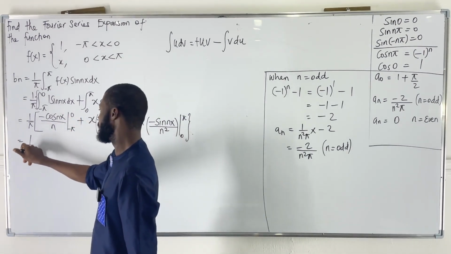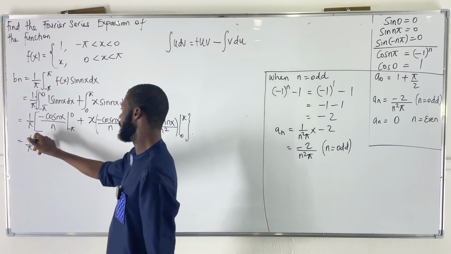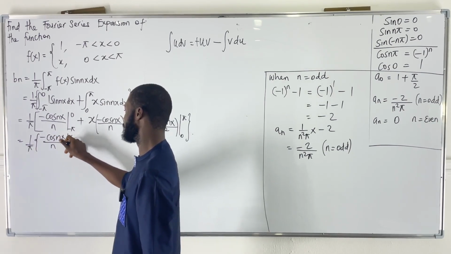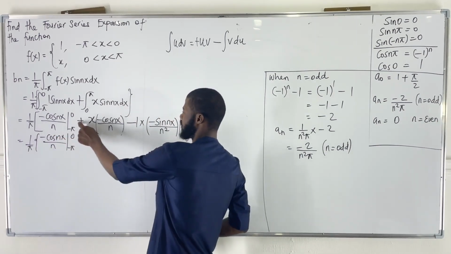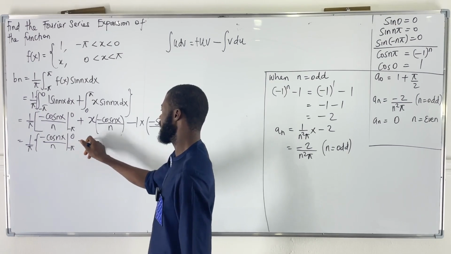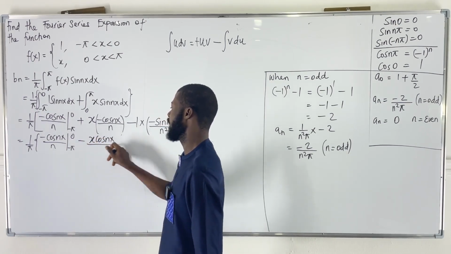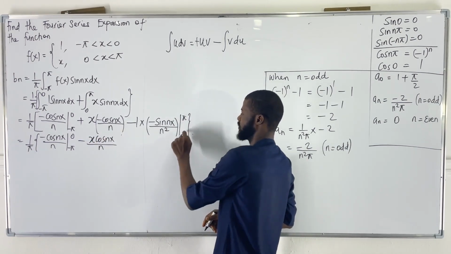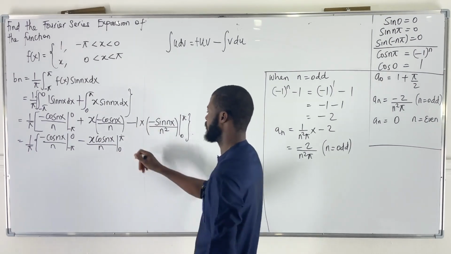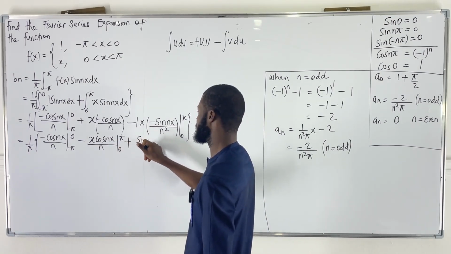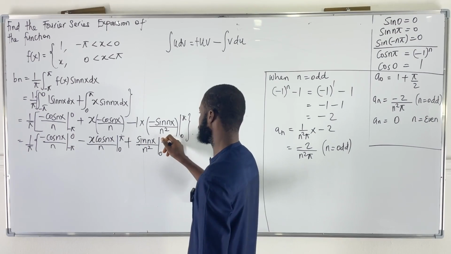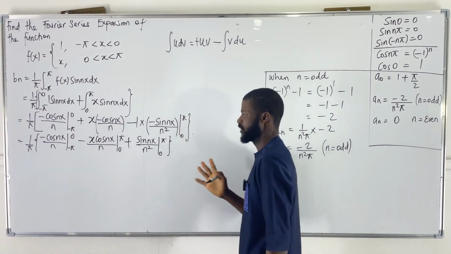So this is 1 over pi, minus cos nx over n from minus pi to 0. And then plus times minus here will give me minus, so this will be minus x cos nx over n, with limits 0 to pi. And then minus times minus will give me plus sine nx all over n squared, from 0 to pi. All right, so this is what we have.